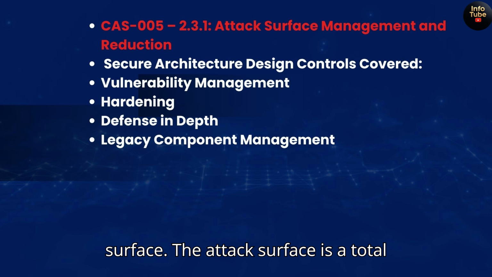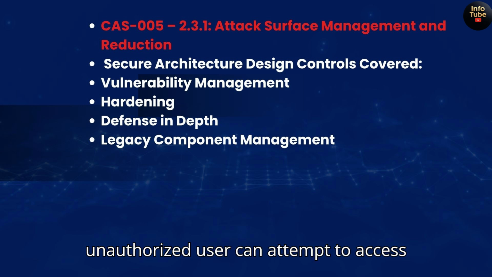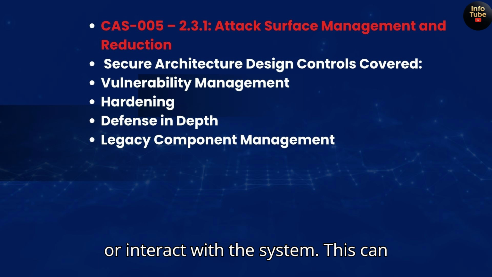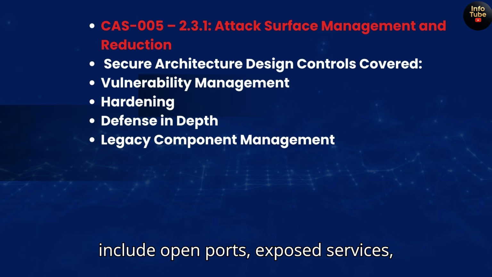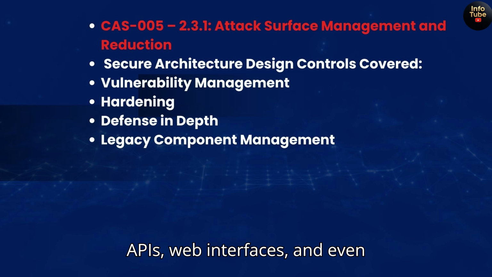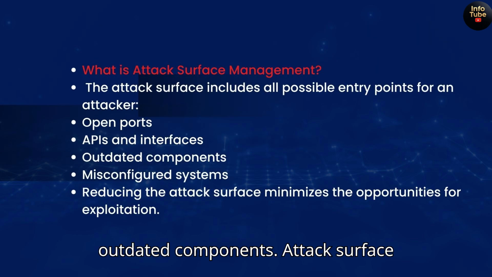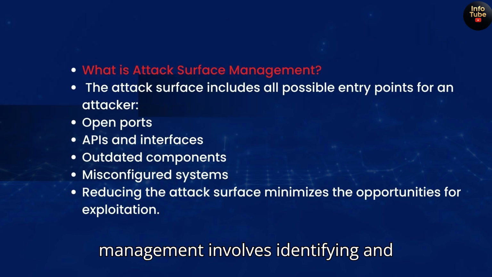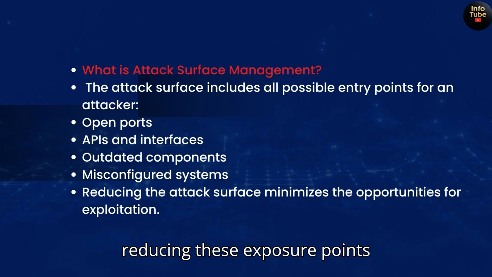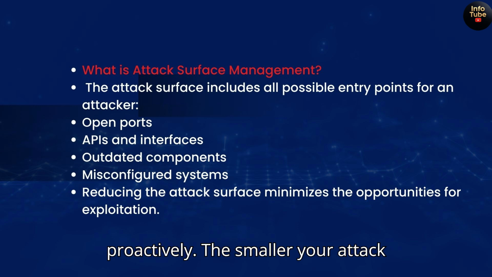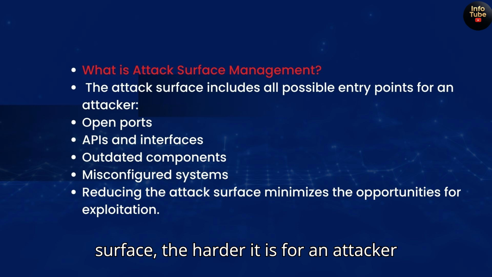The attack surface is the total number of possible points where an unauthorized user can attempt to access or interact with a system. This can include open ports, exposed services, APIs, web interfaces, and even outdated components. Attack surface management involves identifying and reducing these exposure points proactively. The smaller your attack surface, the harder it is for an attacker to succeed.